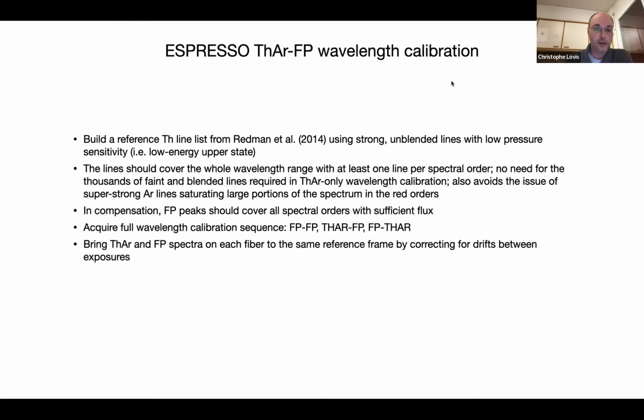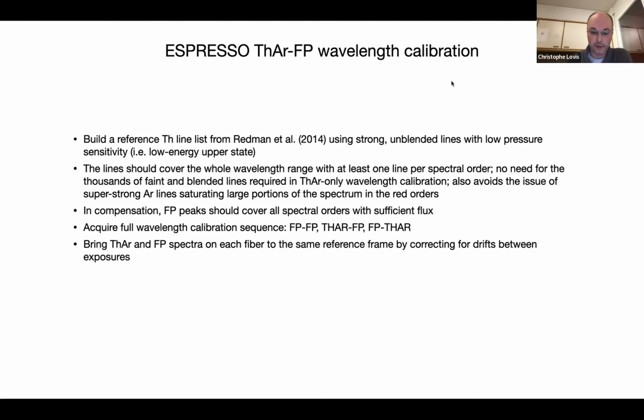So then we define a calibration sequence. In ESPRESSO, it is made of 3 exposures: FP-FP, thorium-FP, and FP-thorium, that I'm going to detail afterwards. The idea here is, because these are 3 different exposures, we can bring the thorium and FP spectra for each fiber to the same reference frame by correcting for drifts between these different exposures.